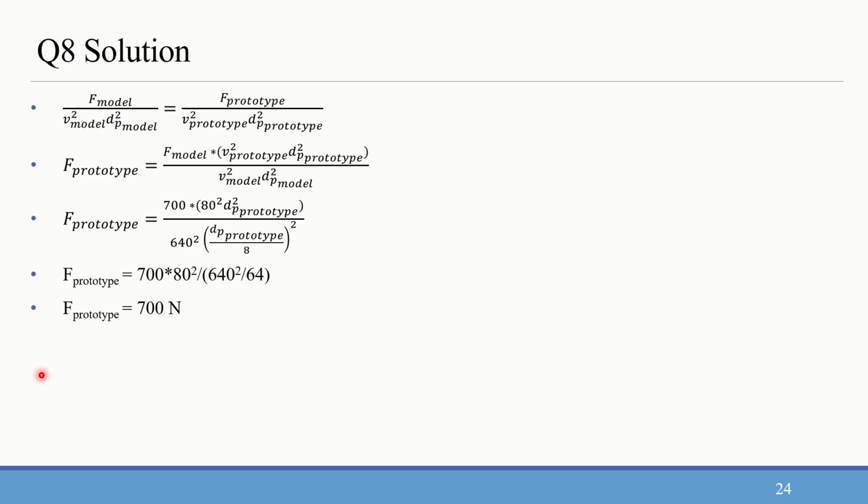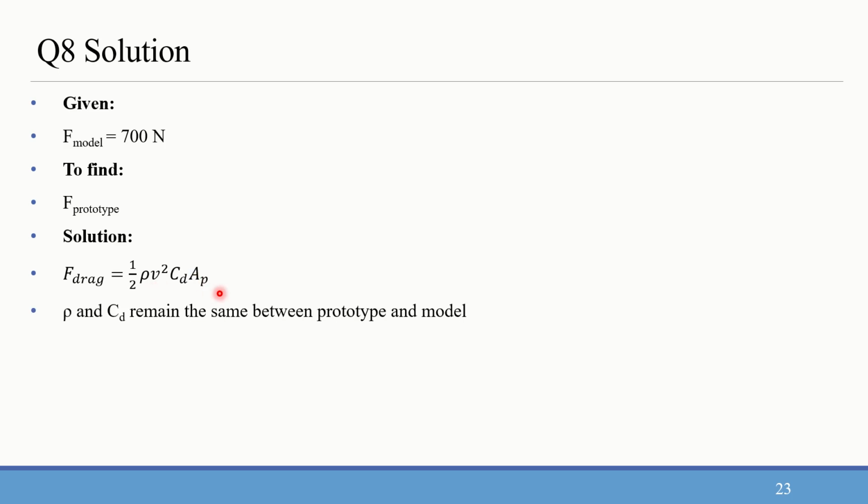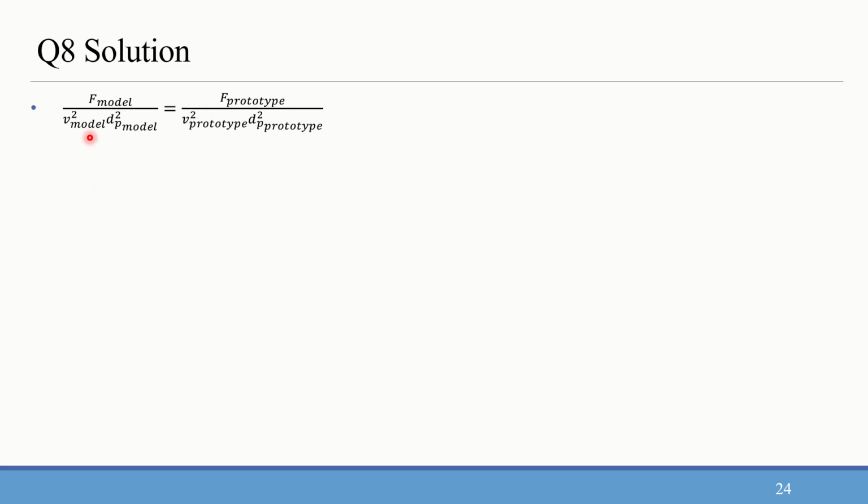So we have considered that F drag is equal to half rho v square CD AP, and here F drag is proportional to v square into AP, or F drag is proportional to v square into d square, where d is the characteristic length. So F by v square A, or F by v square d square, is the same between model and prototype.